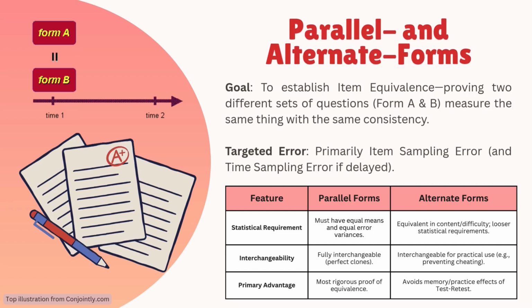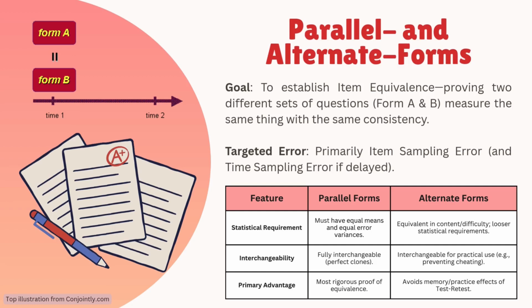So for two forms to be truly parallel, they must have equal means, which means the average score on Form A must be equal to the average score on Form B, and also have equal error variances, which means the amount of random error in Form A must be the same as the error in Form B. The correlation between the two forms is calculated, yielding the coefficient of equivalence. If the forms meet the strict criteria, the researcher can use them interchangeably without worry.